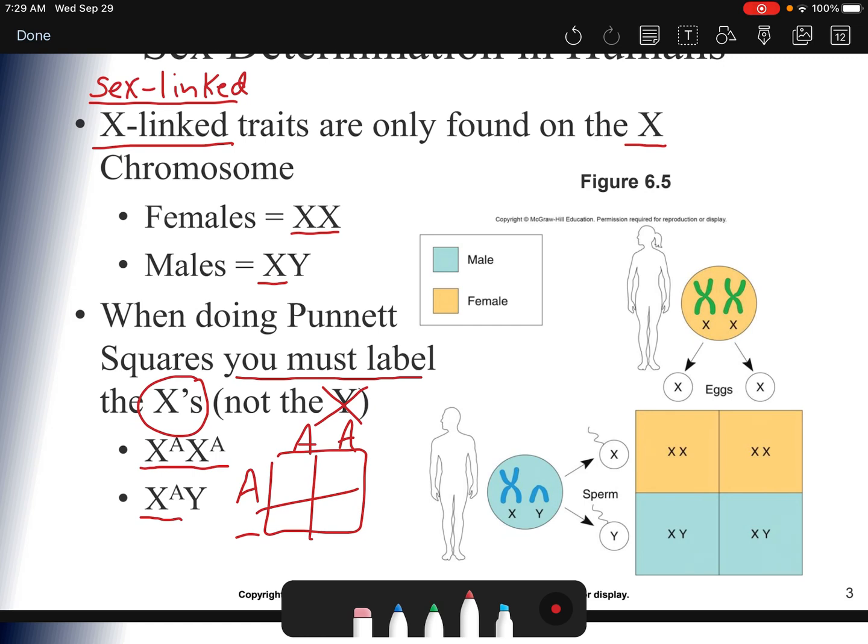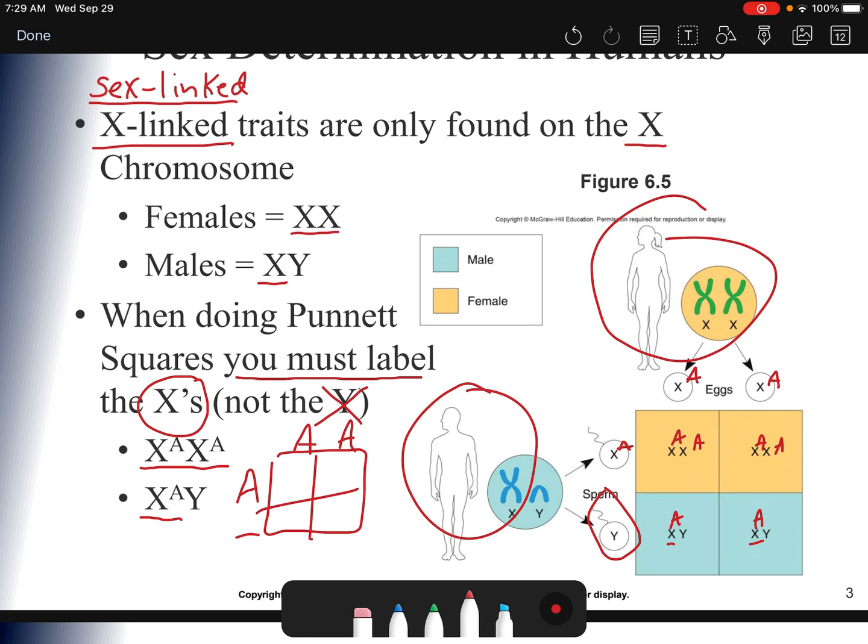So you have to set it up where you have the X and the Y, and now you would label the A on this, and then you put the A's on this, and then when you fill in your Punnett square, you'd see that the A from the mom came down for the X on the boy. Okay, so boys inherit their X chromosome from their mom. Okay, they get their Y from their dad, whereas girls get 1 X from their dad and 1 X from their mom.